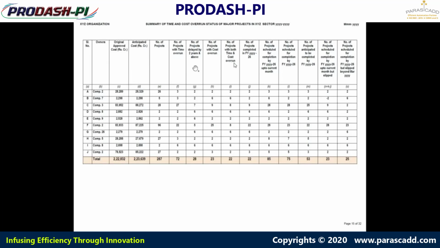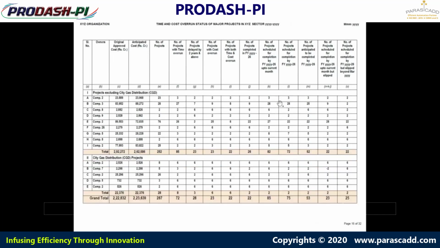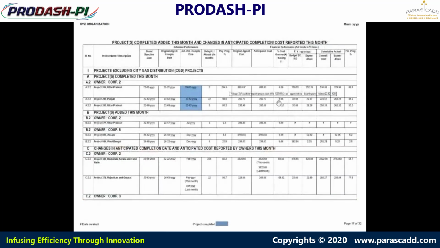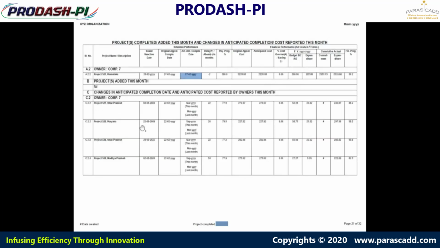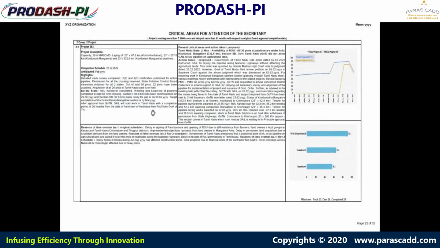Number of projects with cost overrun, number of projects with both time and cost overrun, number of projects completed in this financial year, number of projects scheduled to complete in the coming financial year. So focus is given here on the overrun case. Next, projects completed or added in this month, and changes in anticipated completion or cost reported in this month. This project is added and there are changes observed with respect to the anticipated completion.